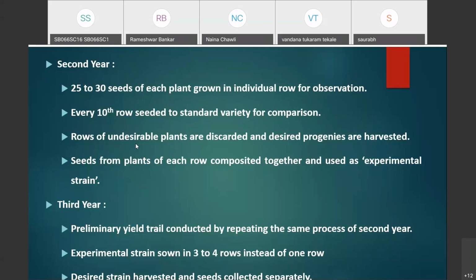And these strains are called the experimental strains. Okay, the seeds from the plants of each row are composited together and used as the experimental strain. In the second year the experimental strain is produced. Then in the third year, preliminary yield trials are conducted by repeating the same process of the second year.